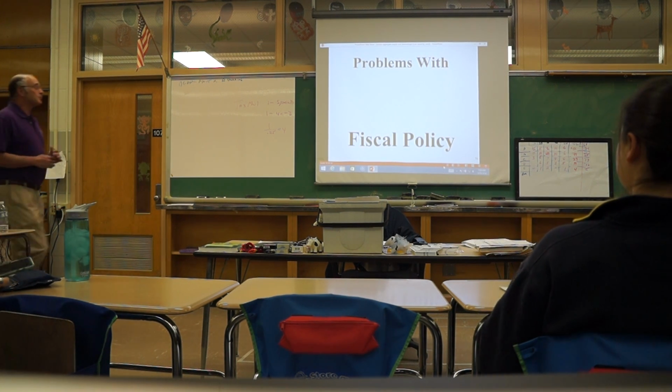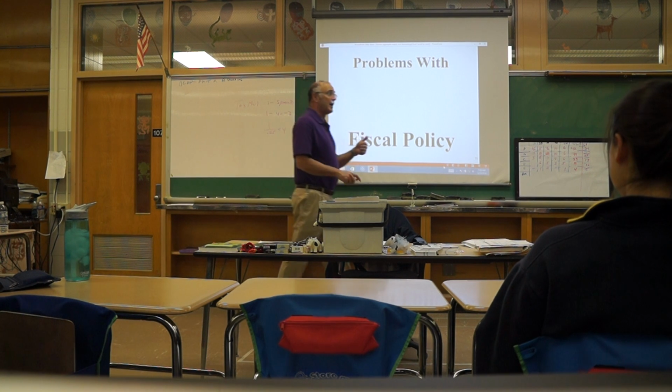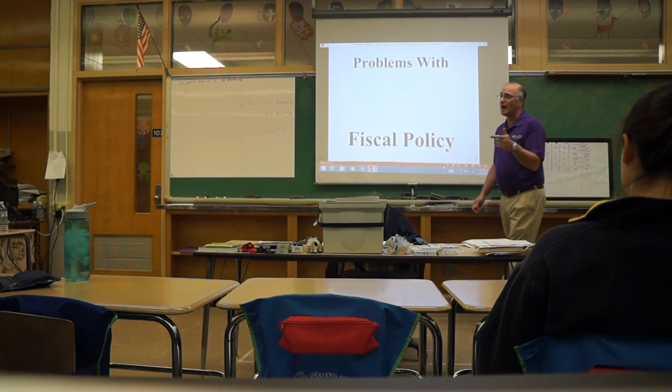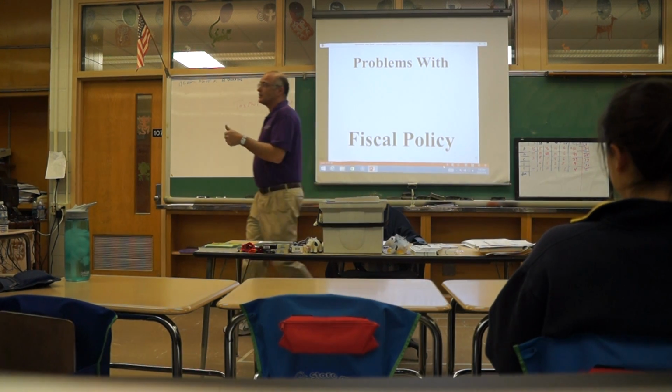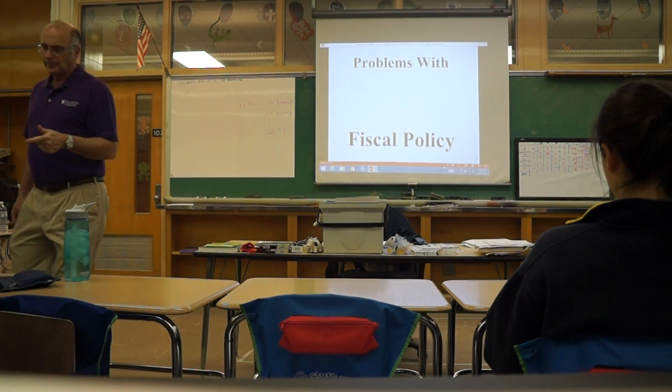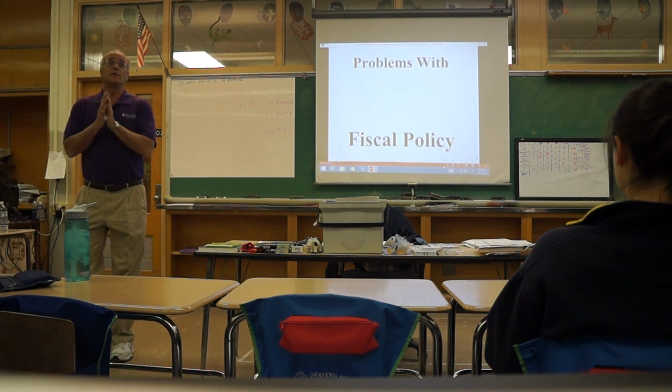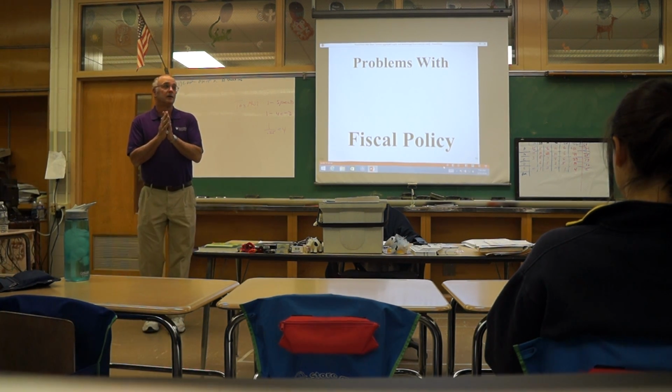All right, the problems with fiscal policy are the lag in bureaucracy and, second, crowding out. So you have lag in bureaucracy and crowding out. That is the last thing, right? Okay. All right. Does anyone have any questions on anything?